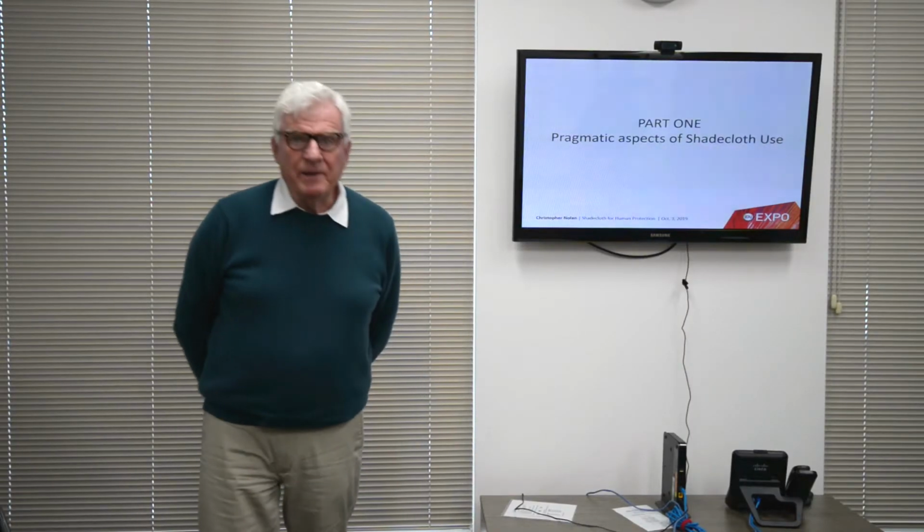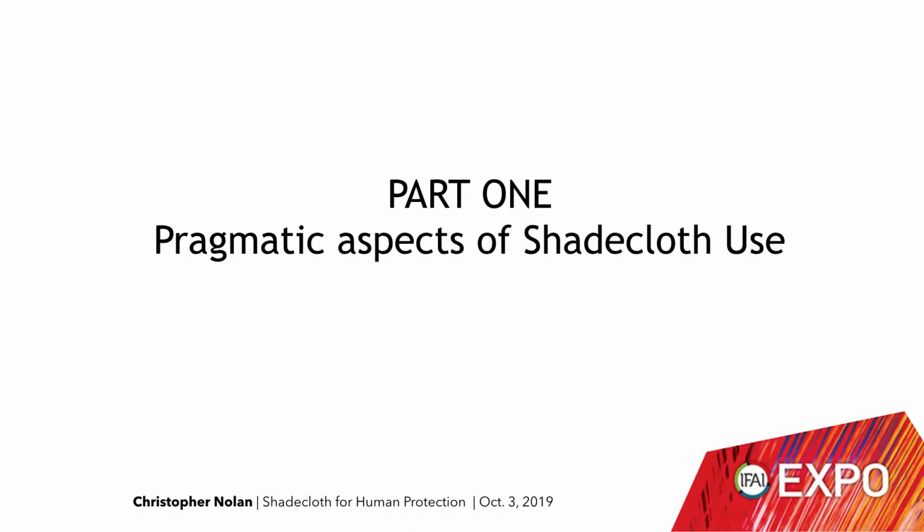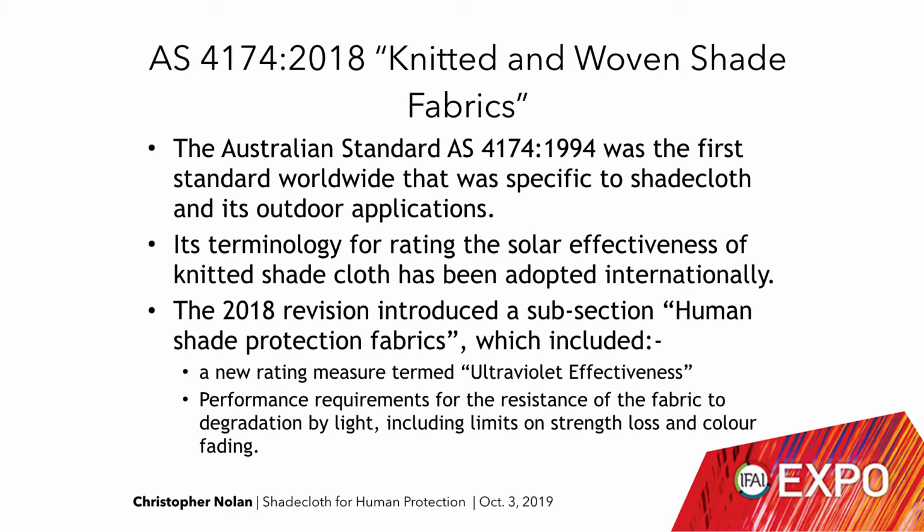So, part one, pragmatic aspects of shadecloth use. Now the Australian Standard 4174, 2018, knitted and woven shade fabrics, outlines the standard for shadecloth in Australia. This is a revised standard of one that was originally promulgated in 1994 and remains the only standard in the world that is specific to shadecloth for human protection.